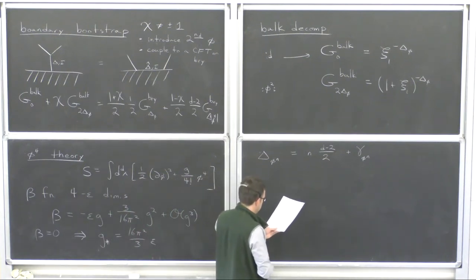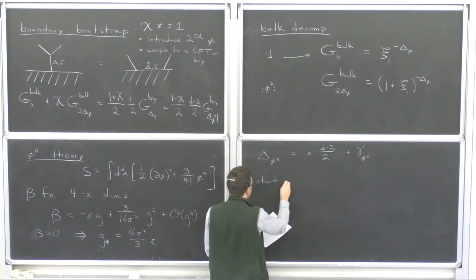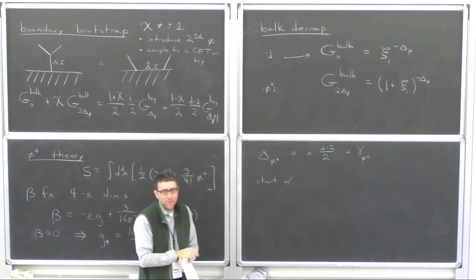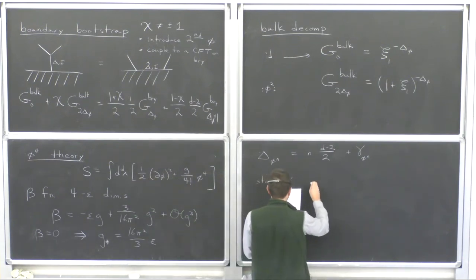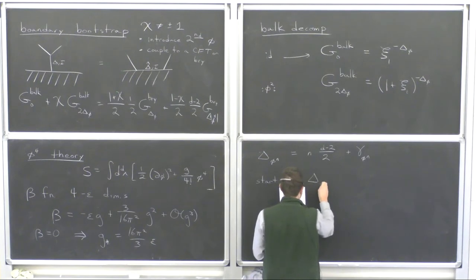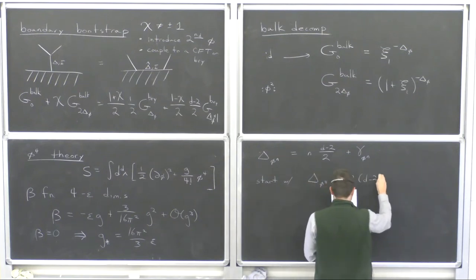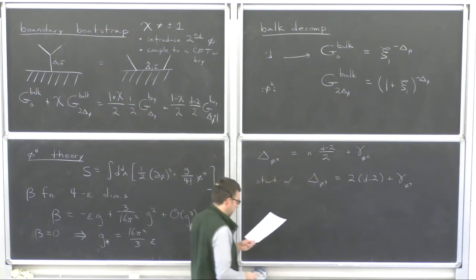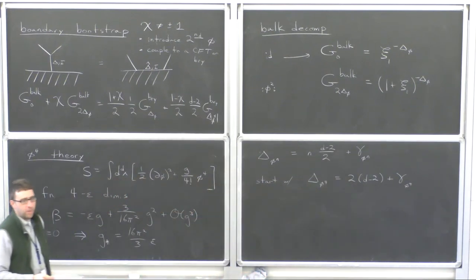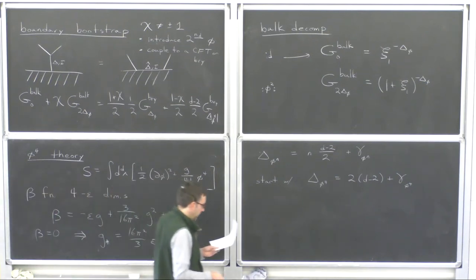So how am I going to do this? Let's start. I want to do this without breaking a sweat this time. This is going to be a cheap and easy way to get anomalous dimensions. So start with delta phi to the 4, which should be 2 times (d minus 2) plus the anomalous dimension, gamma phi to the 4. I claim this is already on the board. It's been disguised, but it's already on the board.